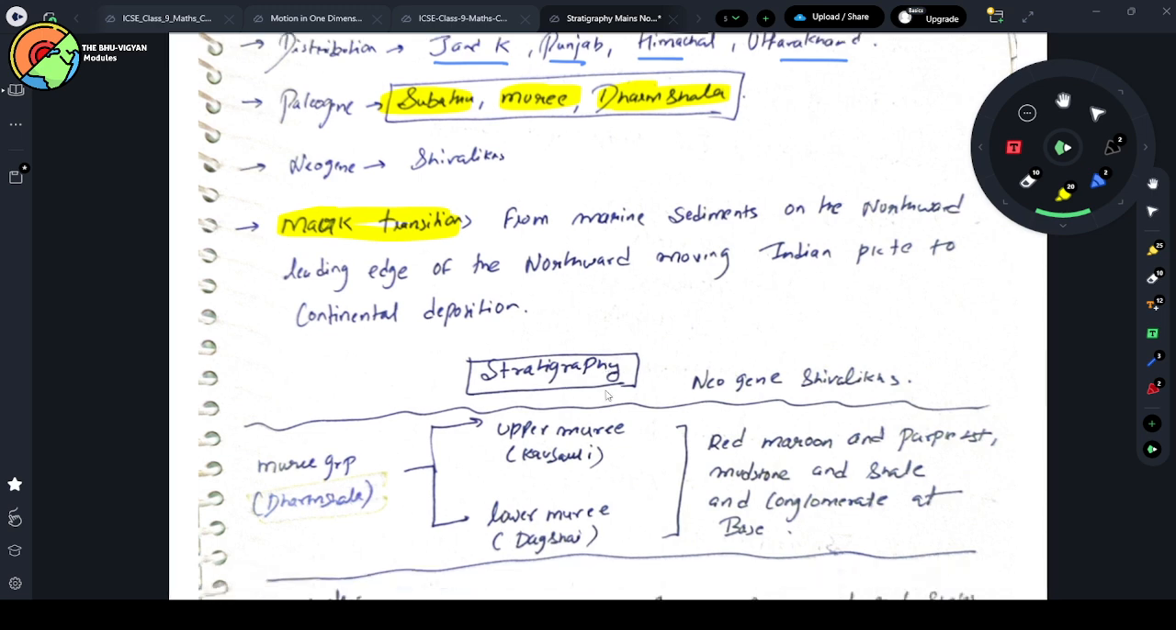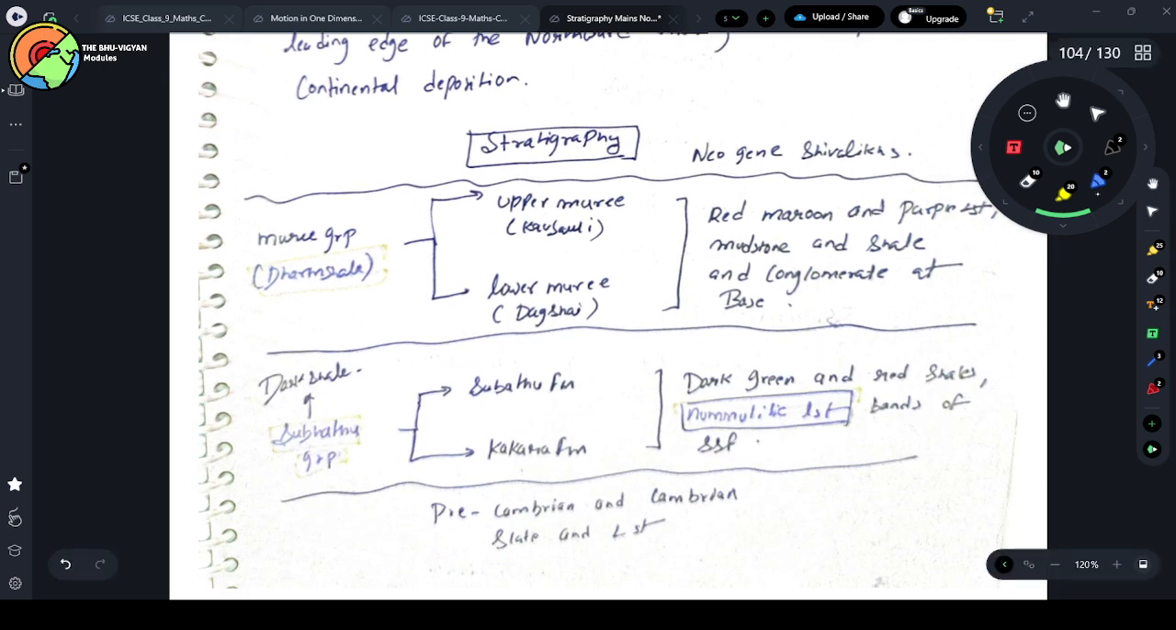Now if you see the stratigraphy, we have the Subathu group here, which is divided into two parts, Kakara formation and Subathu formation. This is the youngest marine sedimentary deposit. If we talk about the Subathu group, it is mostly dark green and red shales. Basically, it's a dark shale, and it is important for its nummulitic limestone, and it also has bands of sandstone.